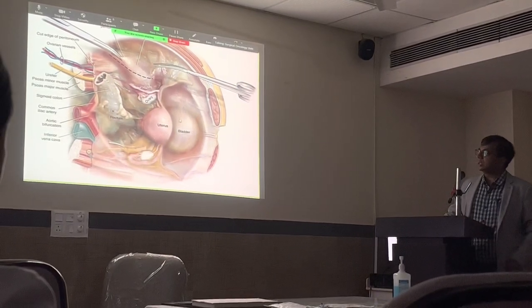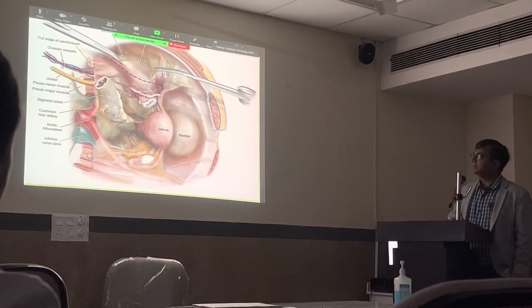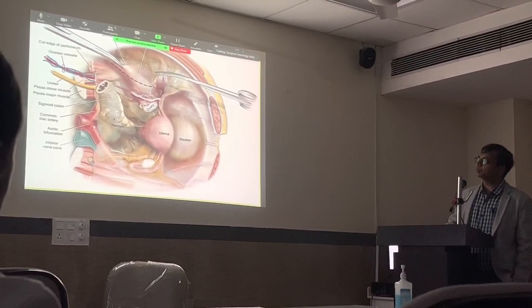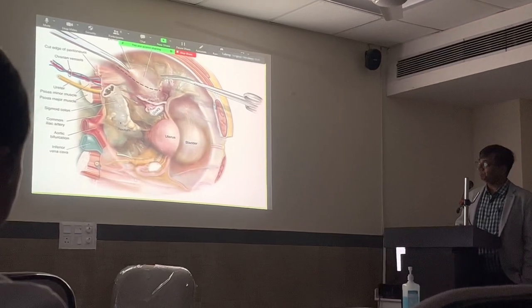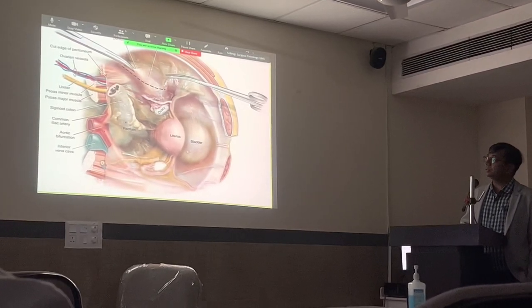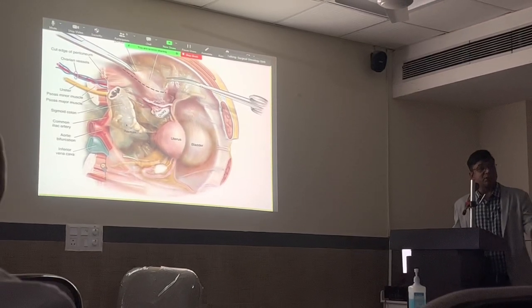That's what I was talking about, the central organ, the location of this organ is such that the disease tends to spread to the bladder, posterior rectum, and laterally the parametrium, meaning the ureters. So the dissection is a little bit tricky. And then come the autonomic nerves also. Those also have to be taken care of.